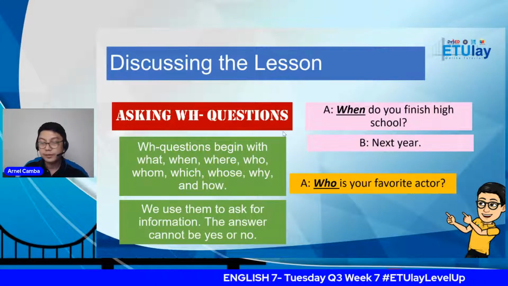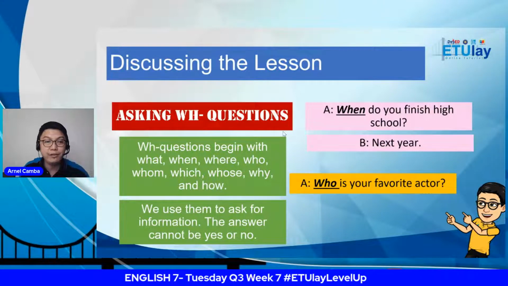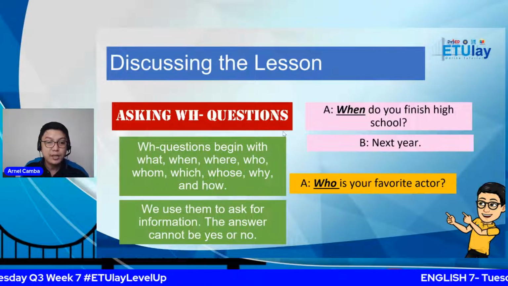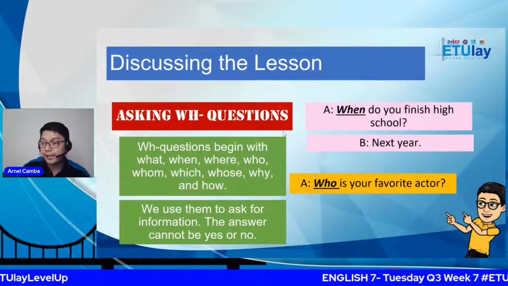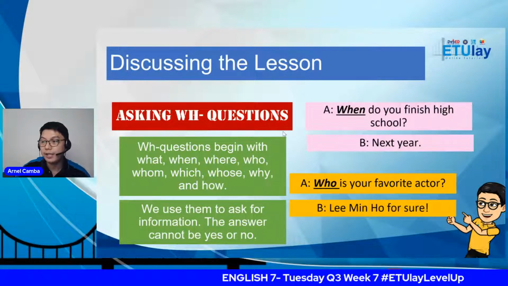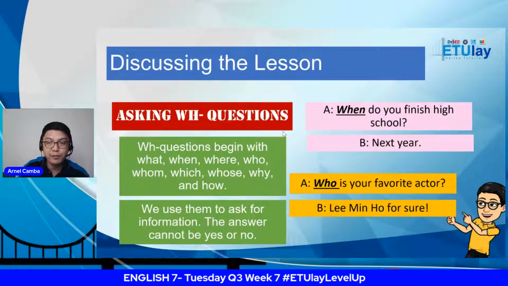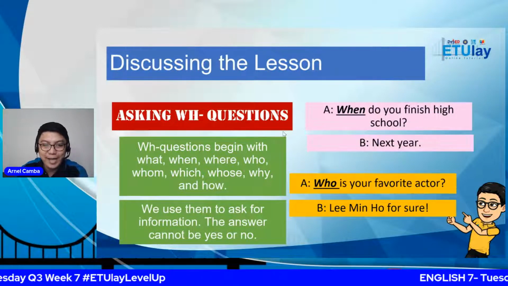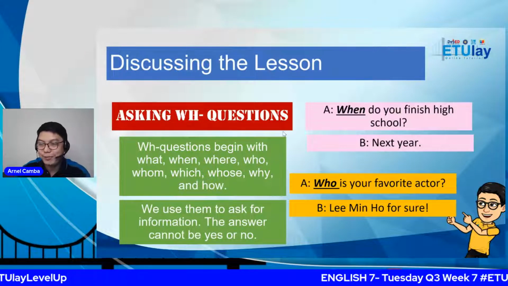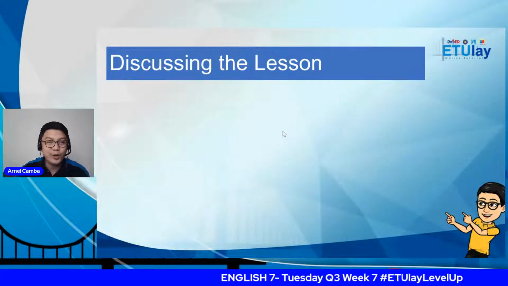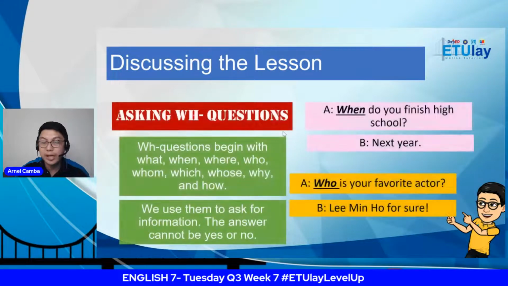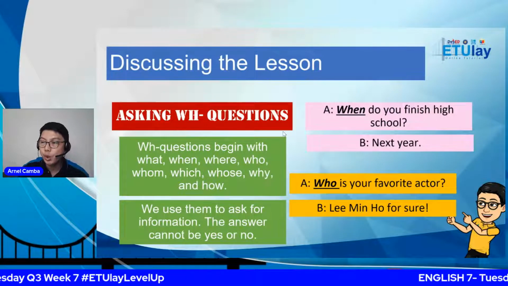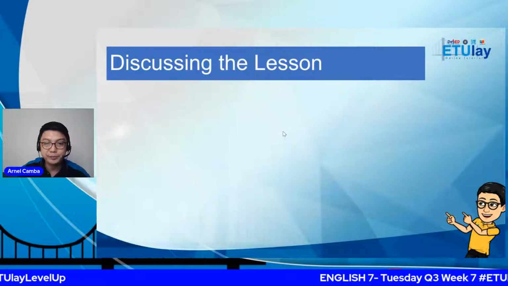Or, like this one, who is your favorite actor? So, of course, if we use a WH question like this, who, we are expecting a person. Okay, so Lee Min Ho for sure. Yan. So yung mga favorite ng mga Koreans dyan, no? Lee Min Ho. All right. So if I will ask you this question, I know that you can give me a lot of names. Right. So those are examples of WH questions and 1H. Don't forget that. Okay. What, when, where, who, whom, which, whose, why, and how.